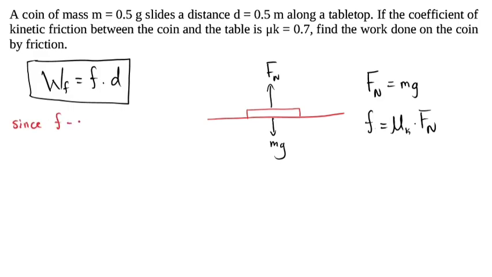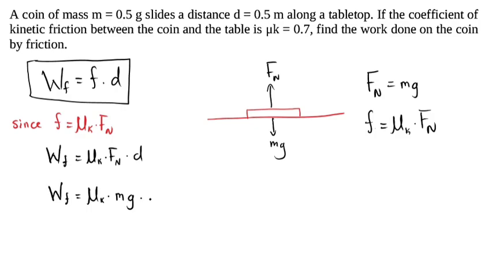Since the friction force is given by the coefficient of kinetic friction multiplied by the normal force, we substitute. Work done by friction is equal to mu multiplied by the normal force multiplied by the distance. We said the normal force is mg. So work done by friction is equal to mu times mg times the distance d.